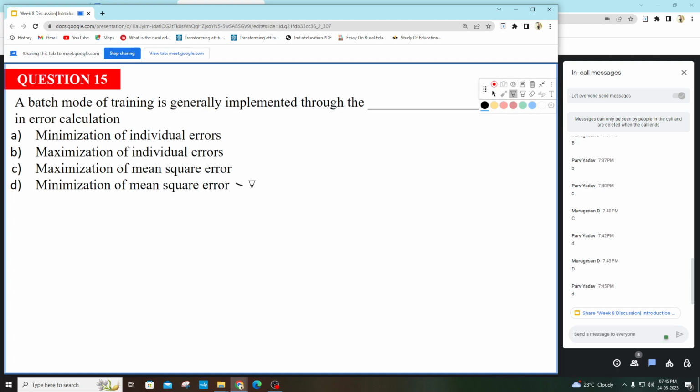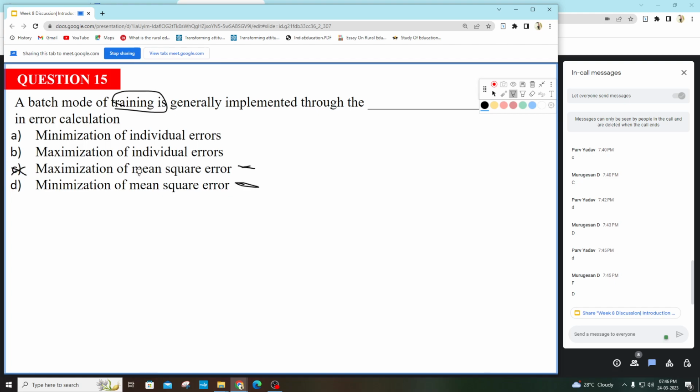Yeah, actually confused in C and D. Maximum or minimum. So you are confused between C and D. Okay, so error cannot be maximized, right? We are only minimizing the error. That is what we do in training. So C option can't be correct. Similarly, maximization of individual error, B option cannot be correct. So your confusion should be between A and D.